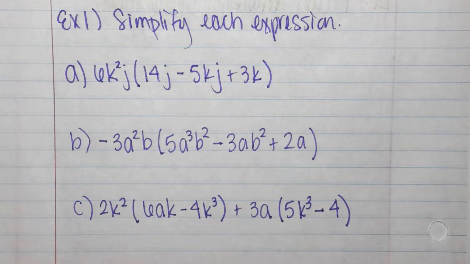Alright, so on A, B, and C, you just distribute. And on C, you have to distribute, then combine like terms if you can.